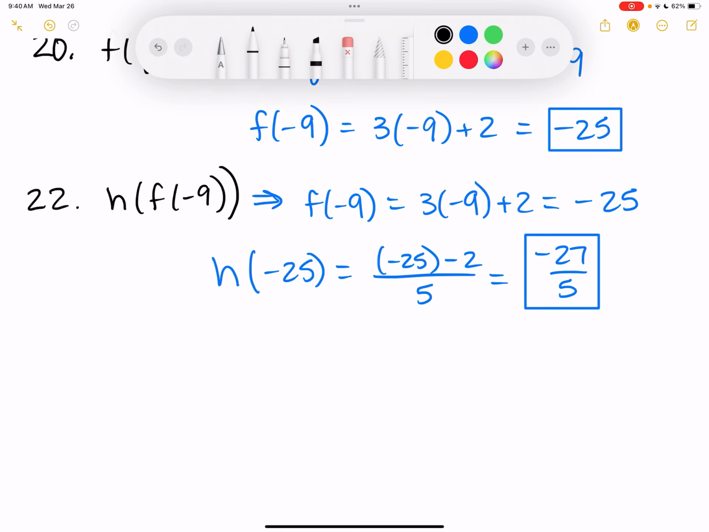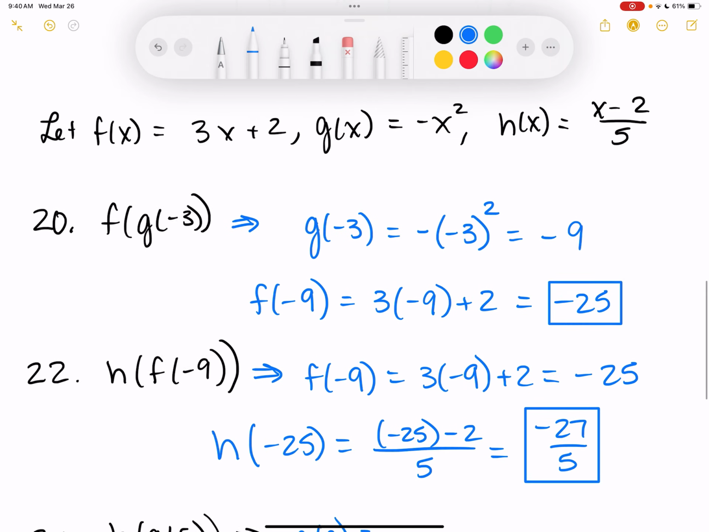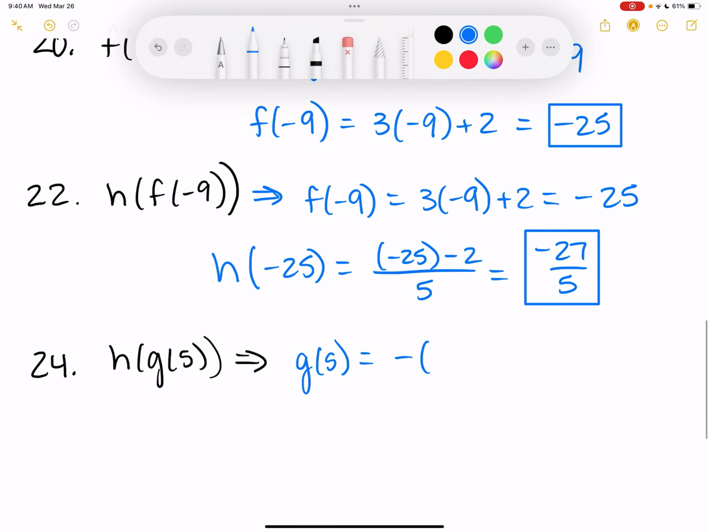Number 24. h of g of 5. Alright, so we're going to plug 5 in for x in g of x. So g of 5 equals negative parentheses 5 squared, which would be what? 25, negative 25.